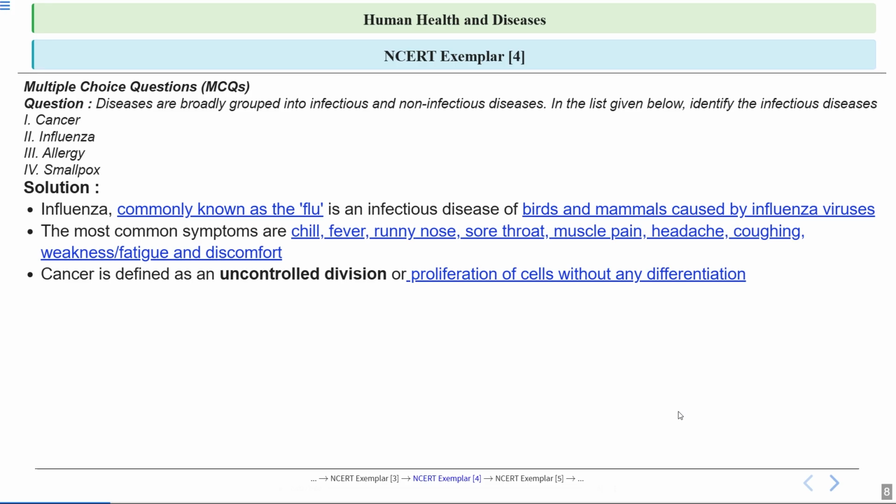Okay, so we have talked about influenza and cancer now. Okay, so cancer is a non-infectious disease caused by agents called carcinogens. So carcinogens trigger cancer.